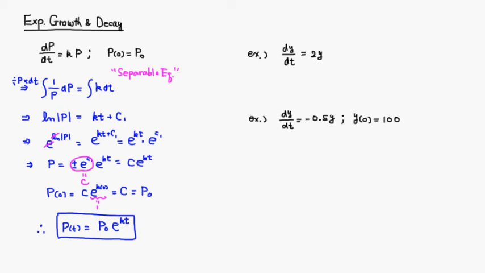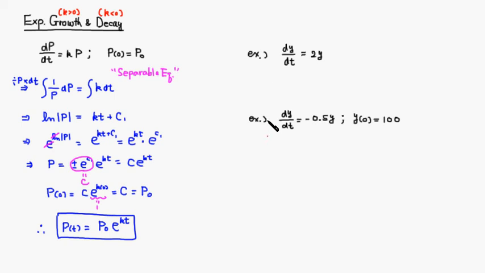I just want to mention that the k value makes the difference between growth and decay. When k is positive, you have exponential growth, and when you have a negative k value, you have exponential decay. When you talk about a bacteria population, the k value is usually positive, since we're talking about population growth. That's solving the differential equation in general.